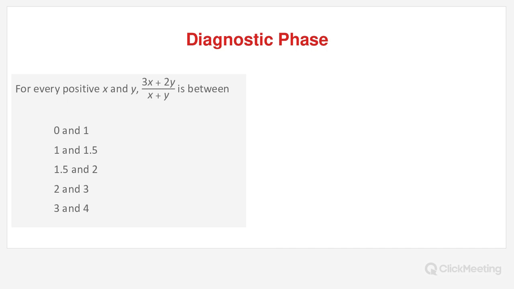Let's see who we have here with us today, how you all think. So for every positive x and y, (3x + 2y) divided by (x + y) is between either 0 to 1, 1 to 1.5, 1.5 to 2, 2 to 3, or 3 to 4. So what do you think is the solution to this question? And how would you personally approach this question if you encountered it?